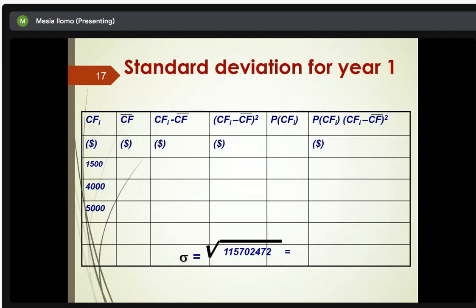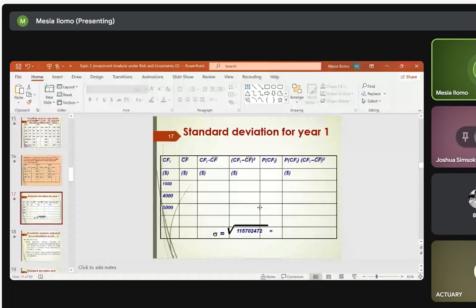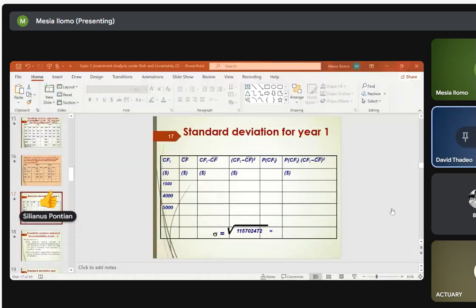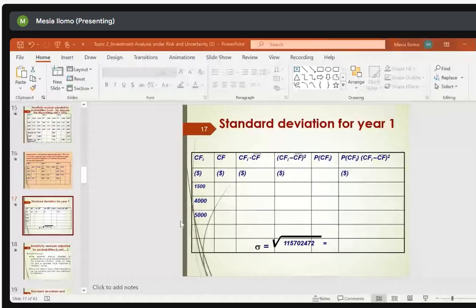Okay. Is there anyone getting different answers from this? No. So you all get this? Yes, they're all the same. Sorry, I'm not hearing from someone. So you all got the same answer? Yes, sir. Okay, then that's good. If that is the case, then that is how we compute the standard deviation for a particular respective year.